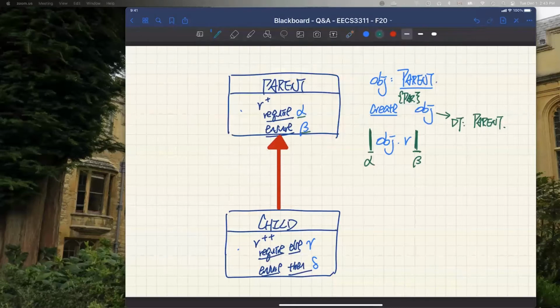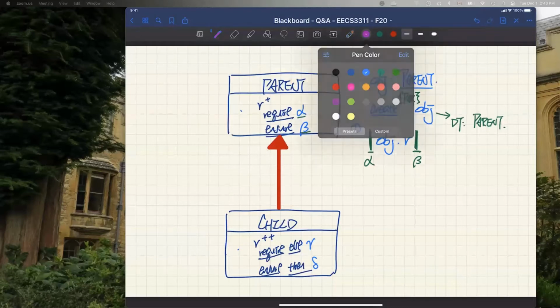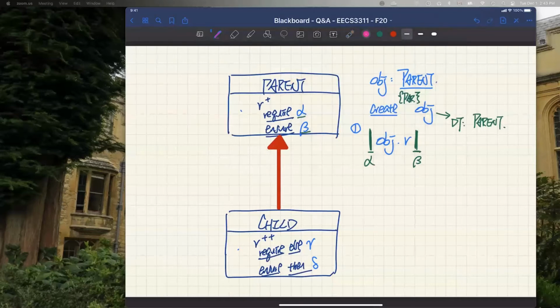Okay, first one is good. Let me number that. This will be the first one. Let's talk about the second one. For the second one, let me use a different color. Let me say I still use the same object over here. I just recreate it, so I will simply say creates. And this time I just try another possible dynamic type, which would be, let's say, the child.